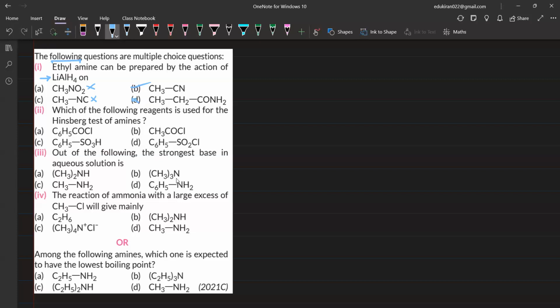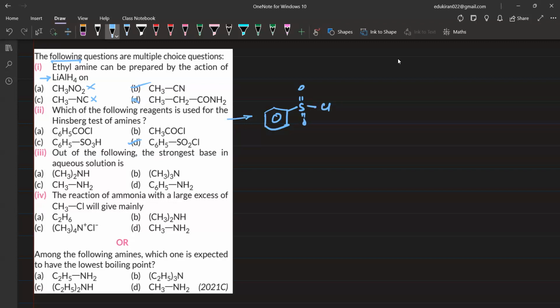Which of the following reagent is used for the Hinsberg test for amines? Hinsberg test for amines है ना. Hinsberg test of amine, amines का टेस्ट होना है ना. Which of the following reagent, अच्छा reagent पूछा है वहां पे. reagent क्या होता है Hinsberg reagent? D. हाँ, D करेक्ट, वेरी गुड. ठीक है. It is aryl sulfonyl chloride. You have aryl sulfonyl chloride.